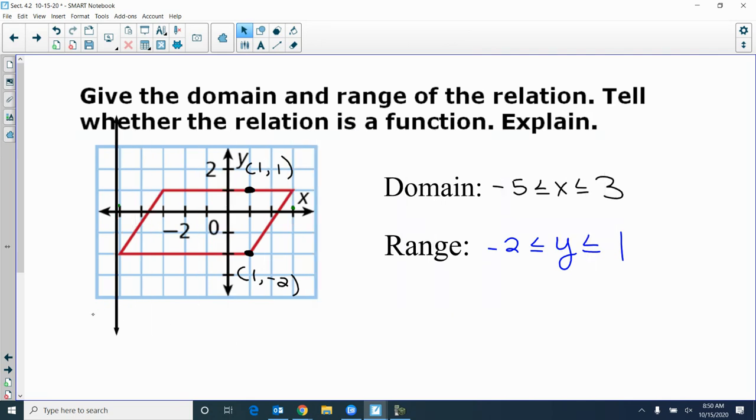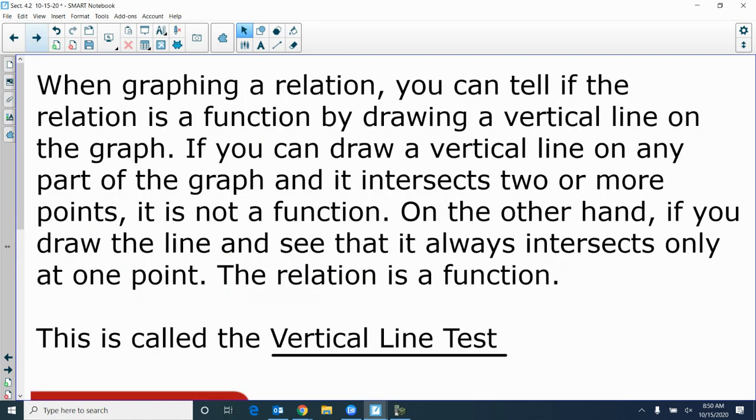We call it the vertical line test. As soon as a vertical line hits the graph twice, it's not a function. So right here, it hits it twice, not a function. And it hits it twice a lot of times. So anytime that happens, it's not a function. So that is the easy way to tell with a graph. But that is why, because you can say 1, 1 and 1, -2 for that.